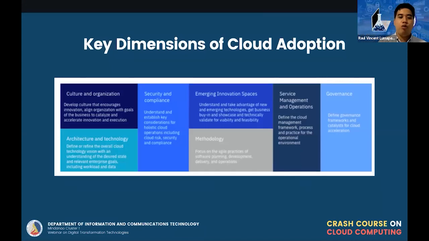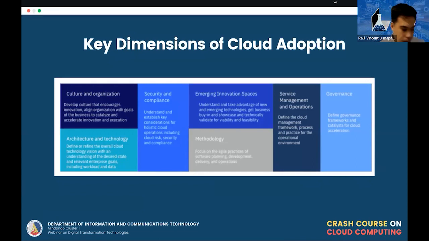So we have first culture and organization. And then we have architecture and technology. We have security and compliance. We have emerging innovation spaces. Next, methodology. Next, service management and operation. And then last is governance. This does not pertain to public governance alone, but also governance in general. Okay, governance, both private and public.